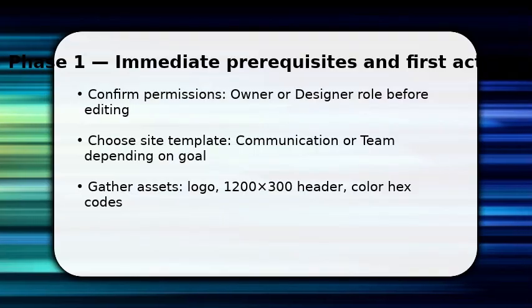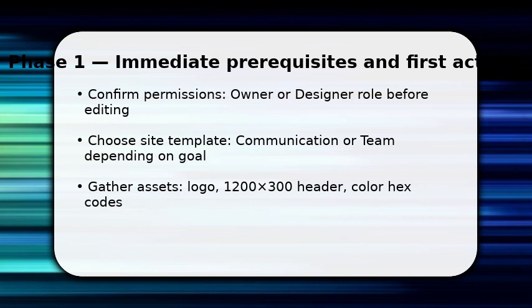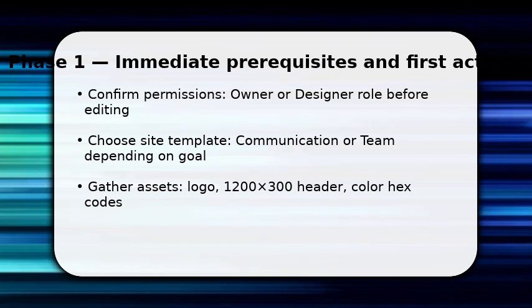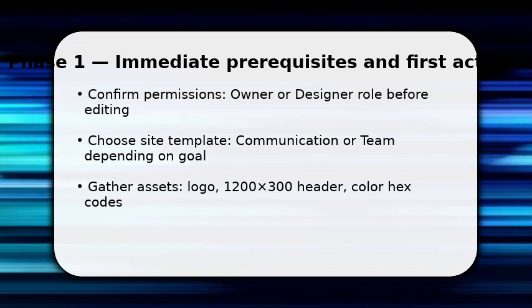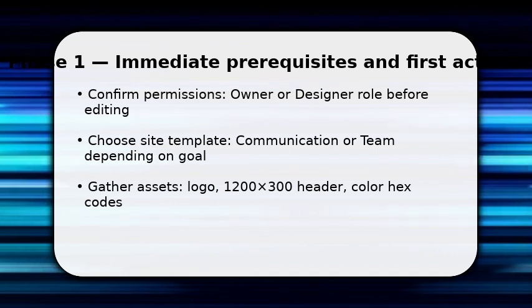You begin by confirming permissions and collecting visual assets so you can act fast. Once you have owner or designer access, pick a site template that matches your audience, communication for broadcasts, team for collaboration. Make sure your logo and header are sized correctly. 1200 by 300 pixels avoids stretching. Also note your primary and accent hex codes. That keeps colors consistent.